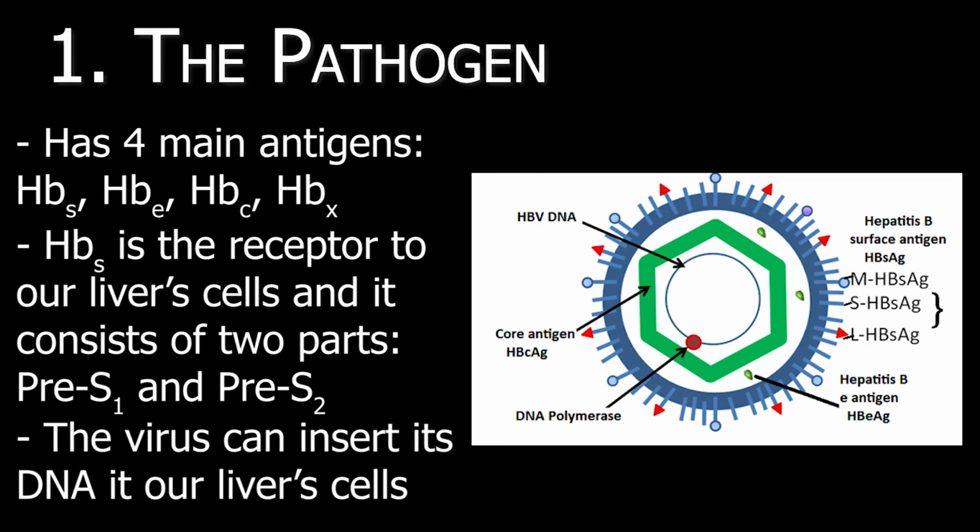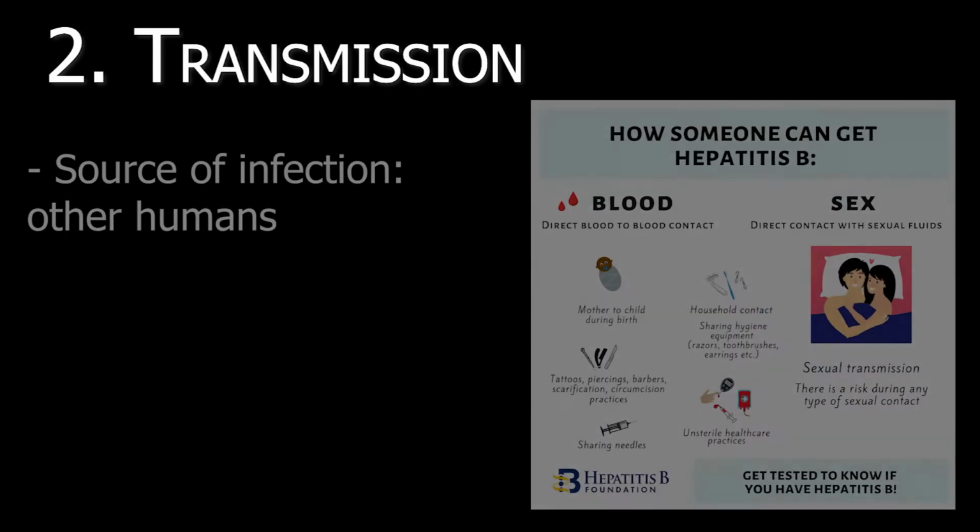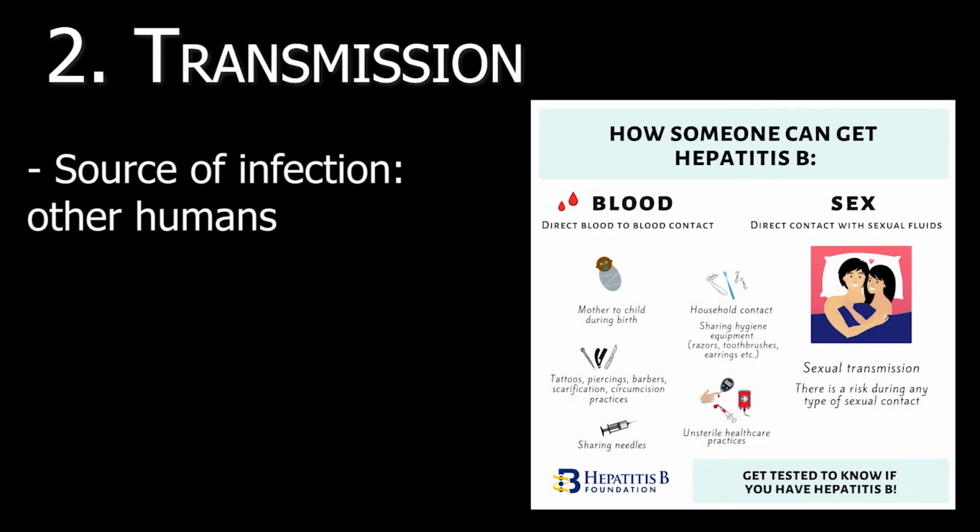There are 2 consequences to this. One is that the virus is incredibly difficult to get rid of, as it can forever remain in our liver, and 2 is that any major changes to our DNA can result in cancerous growth. Other than that, there isn't really anything to address in terms of vaccination. So, our source of infection is other humans, and our route of transmission is parenteral.